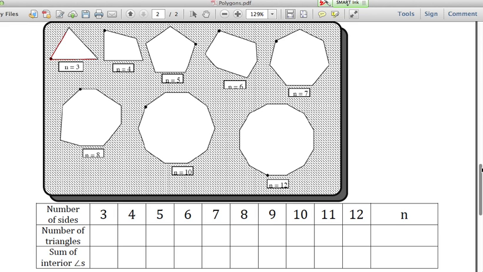So how many triangles do I have here? Well, there's only one triangle in that first one, n equals 3. And I know that inside any triangle, they're exactly 180 degrees.